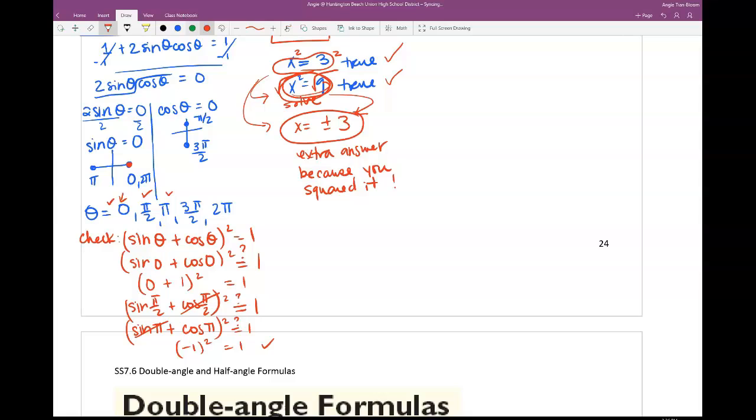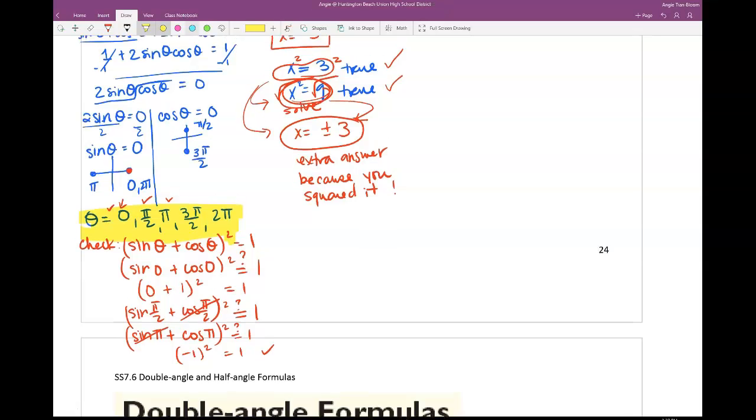So what's going on? Looks like I can keep all 5 answers because this is being squared right here. You see this right here? Anytime you have anything being squared, all the negatives become positive. So that's why I can keep all of these. All of that is my answer. So don't forget to check.